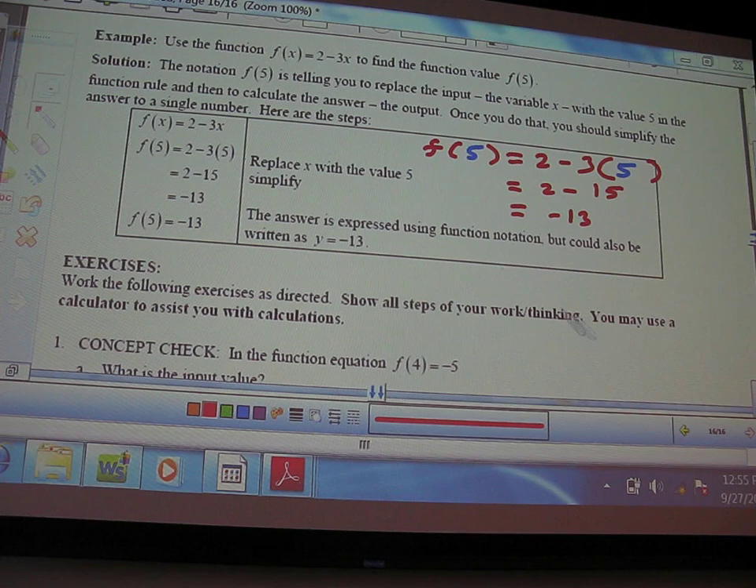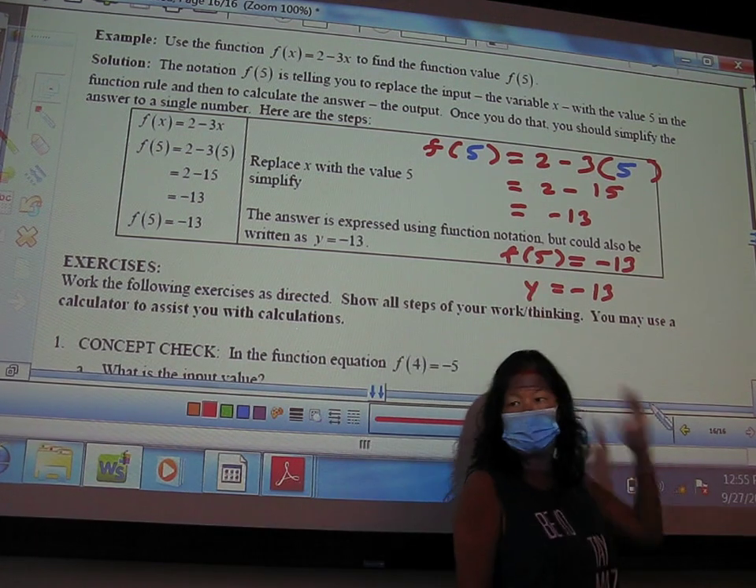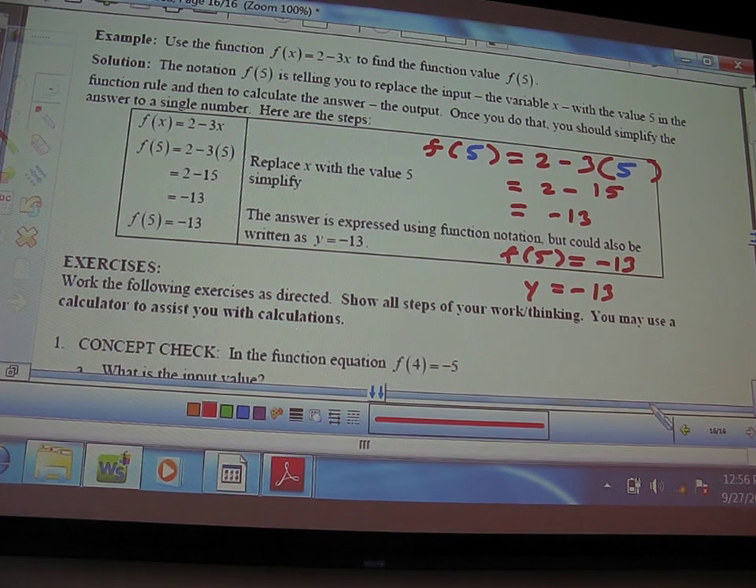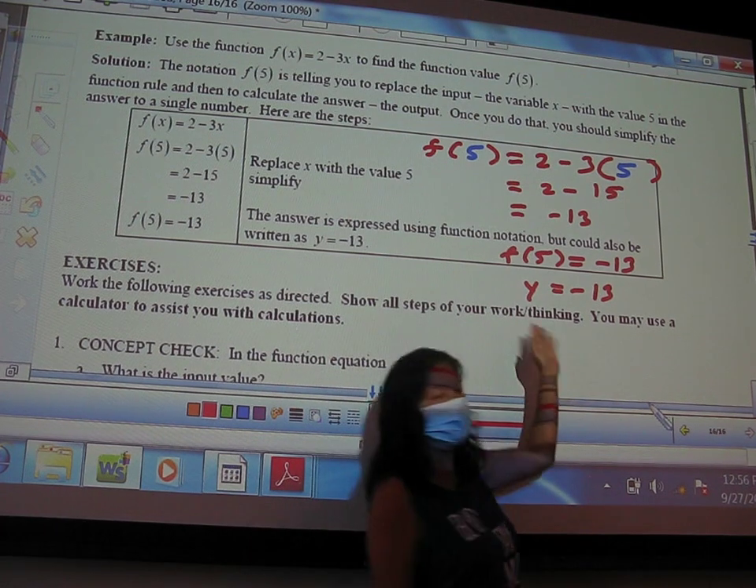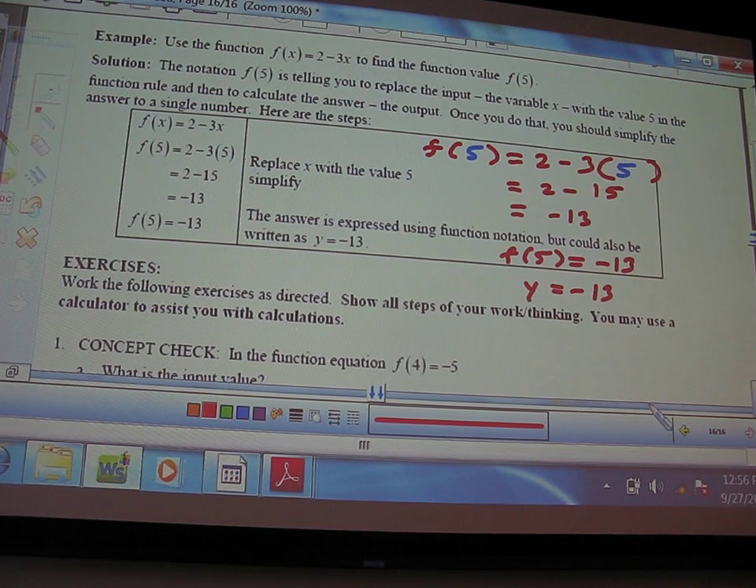So you can either write f of 5 equals negative 13, or you could write y equals negative 13. Why? Because f of 5 and y are the same thing, right? So you could write either one. This one just gives you a little more information. It says y at 5.